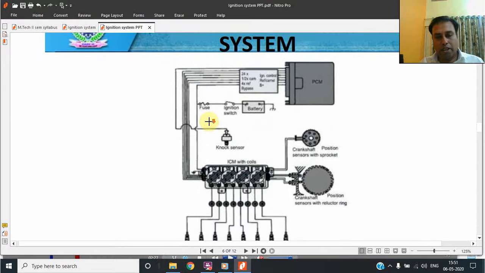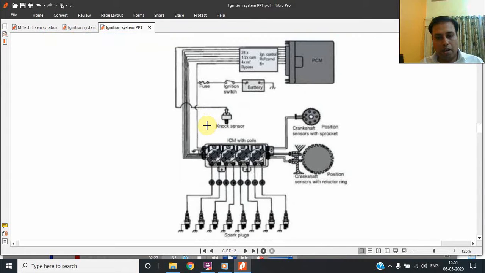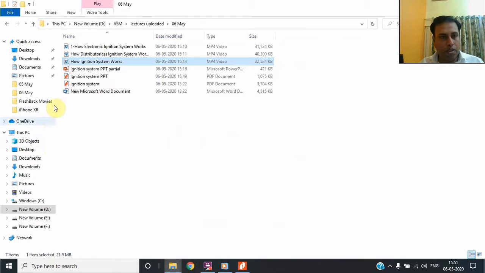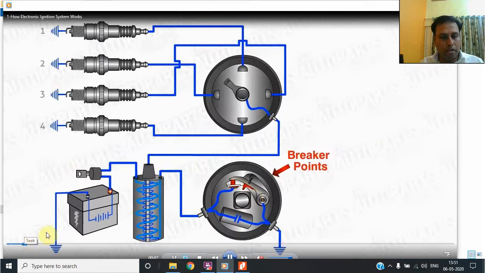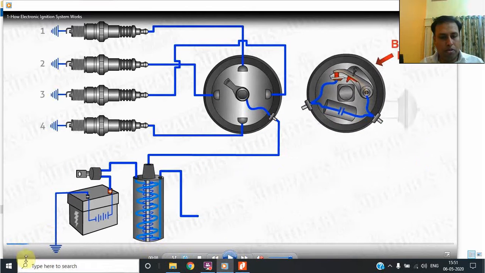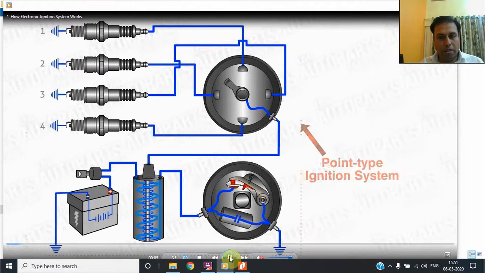This is called the distributor-less ignition system. So it can be illustrated through a video. For this, again a video illustration is given to you. What is happening in this? You can refer to these videos directly from YouTube also, because only a slide portion is being shown over here for illustration. You can directly refer to the complete video.